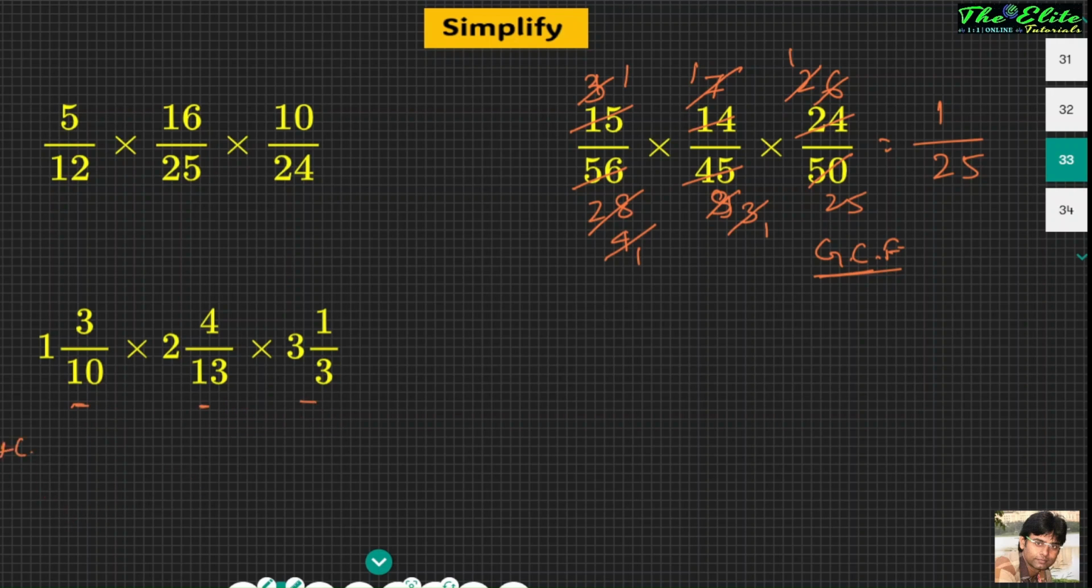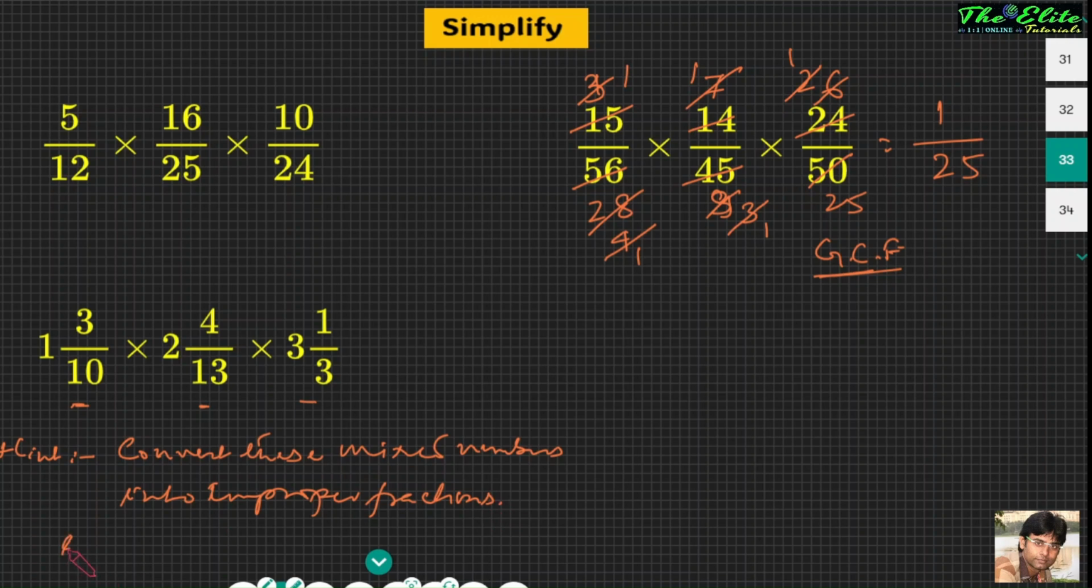And there is no need to tell you how you will solve this question. Okay, the hint I can give is to convert these mixed numbers into improper fractions. Okay, and then proceed. You will get the answer for sure.